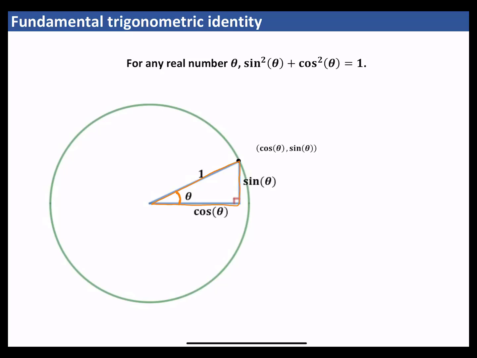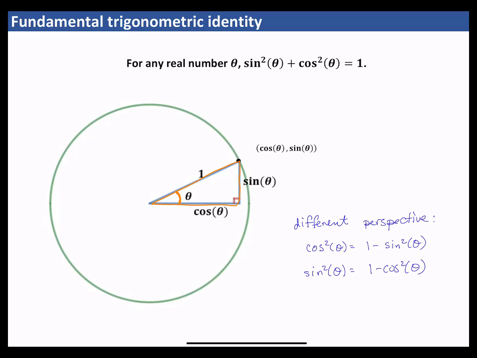Identities are important because they enable us to view the same idea from multiple perspectives. For example, the fundamental trigonometric identity allows us to think of cosine squared of theta plus sine squared of theta equals 1, or if we isolate cosine squared of theta, then we have cosine squared of theta equals 1 minus sine squared of theta. Alternatively, isolating sine squared of theta results in sine squared of theta equals 1 minus cosine squared of theta.